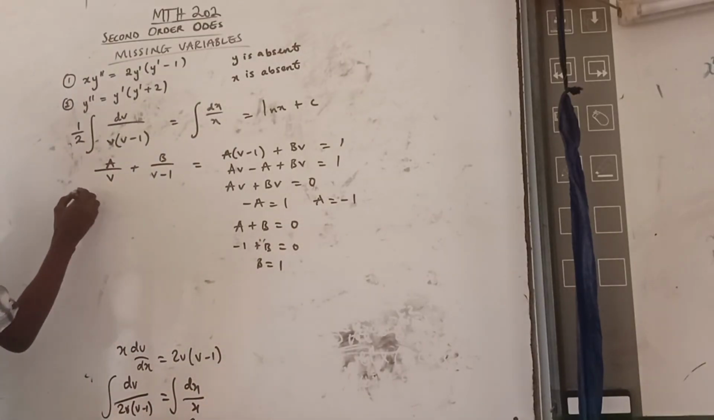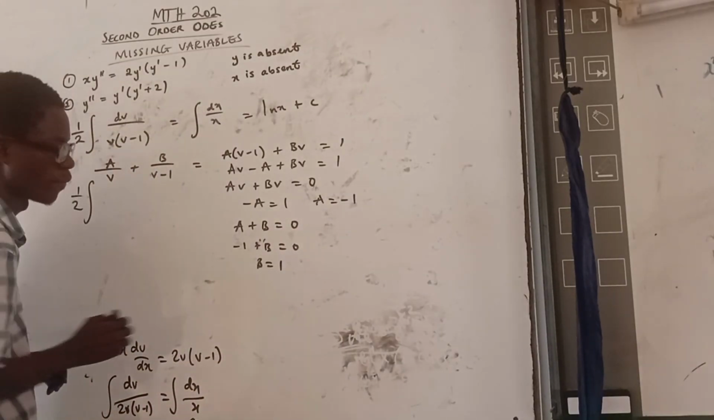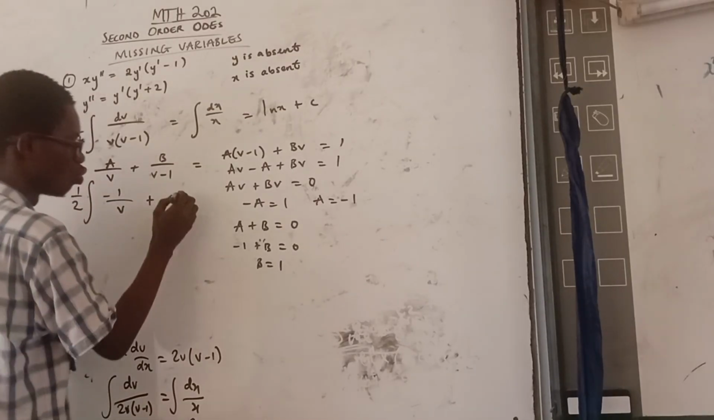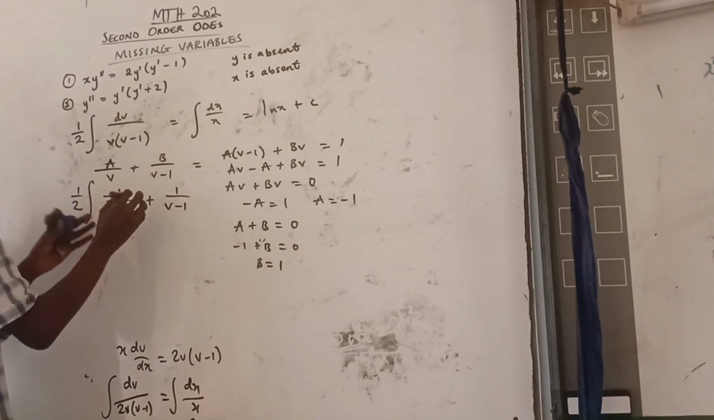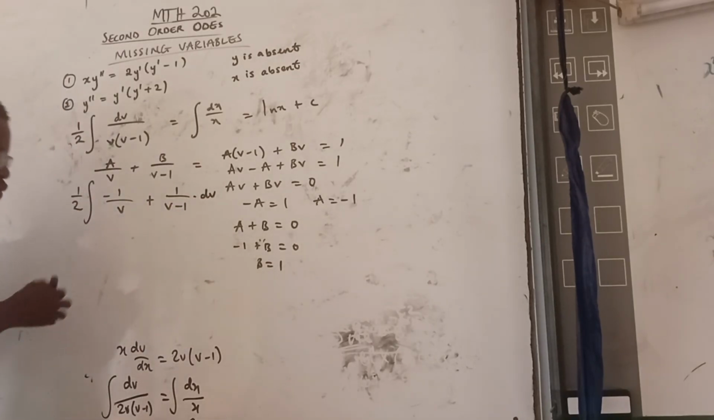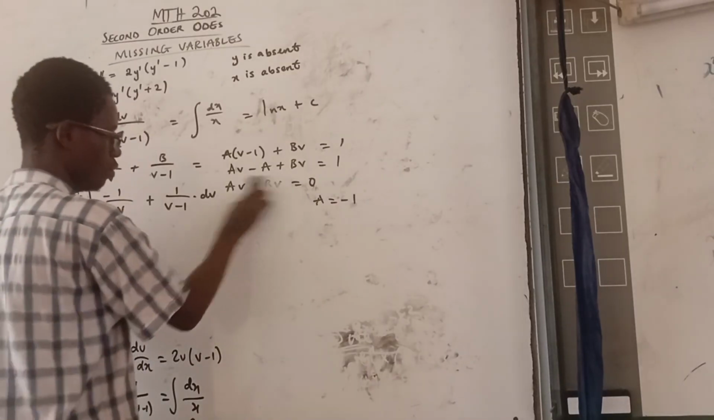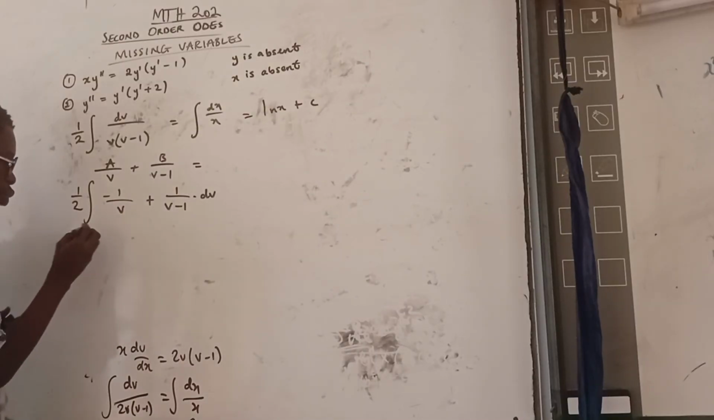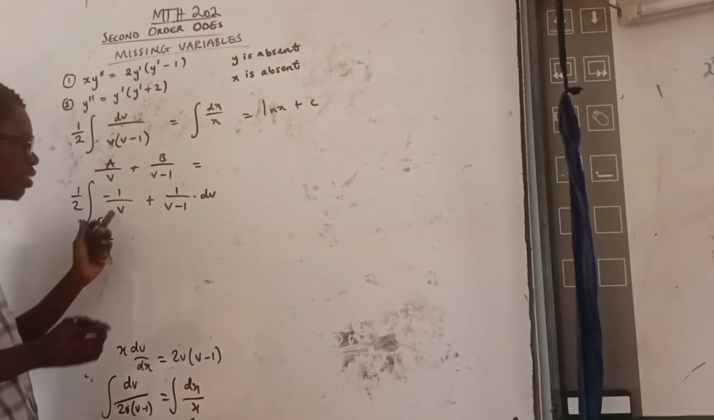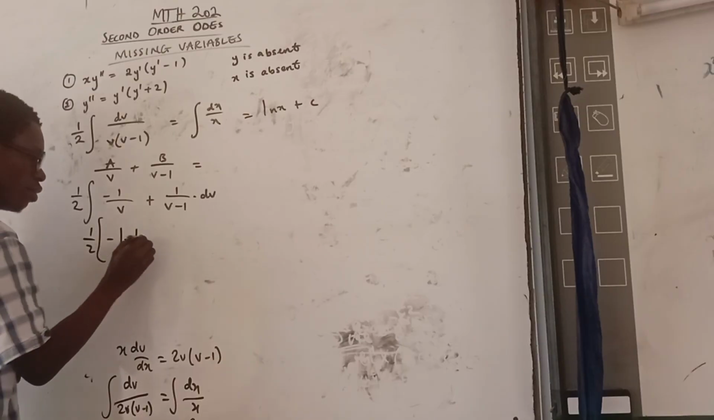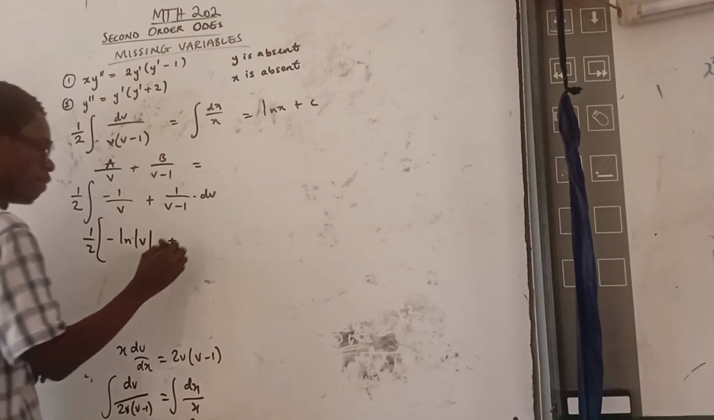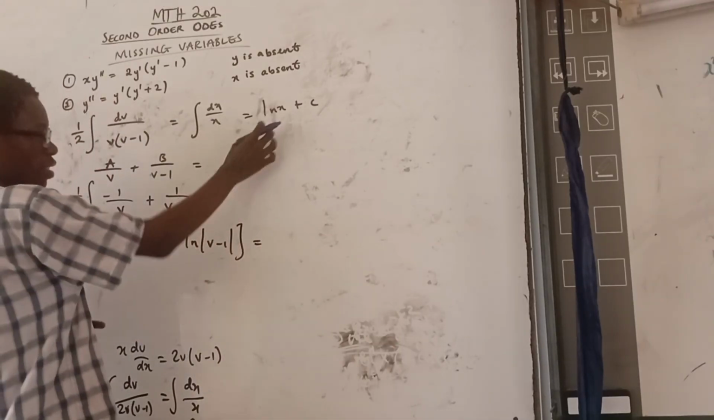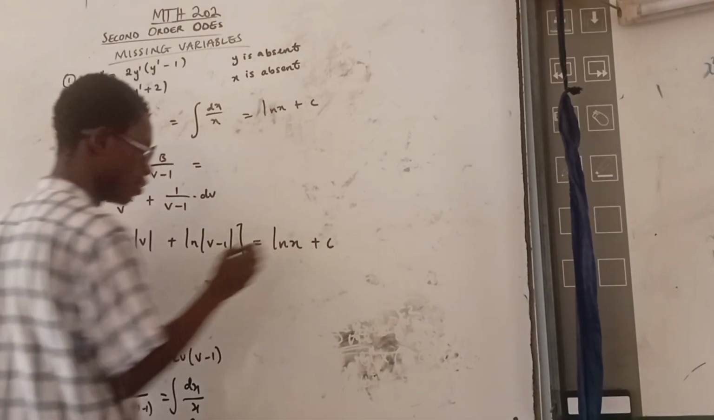So I can have this as 1 over 2 integral of what? A, which is minus 1, over v plus, what was my b? B is 1 over v minus 1. We are integrating everything here with respect to v. So integrating this one, I have 1 over 2 times, in brackets, minus ln v plus ln (v minus 1), equals, integrating the other side, ln x plus c.